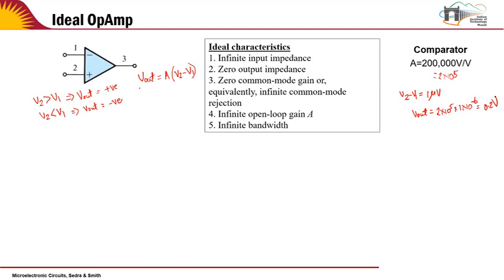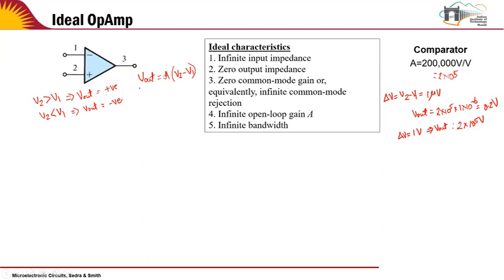So if the input difference is 1 volt, let's call this delta V, which is V2 minus V1. If delta V were 1 volt, then what will the output be? It's going to be 2 lakh volts, 2 into 10 to the power 5. And clearly this device is not going to be able to generate 2 lakh volts. So where is this energy coming from at the output?